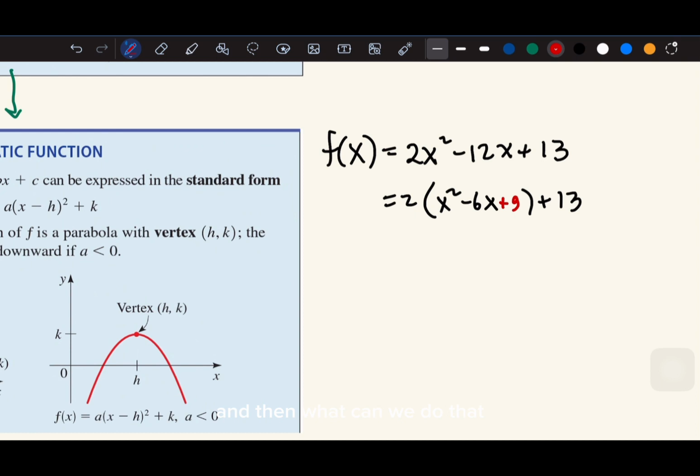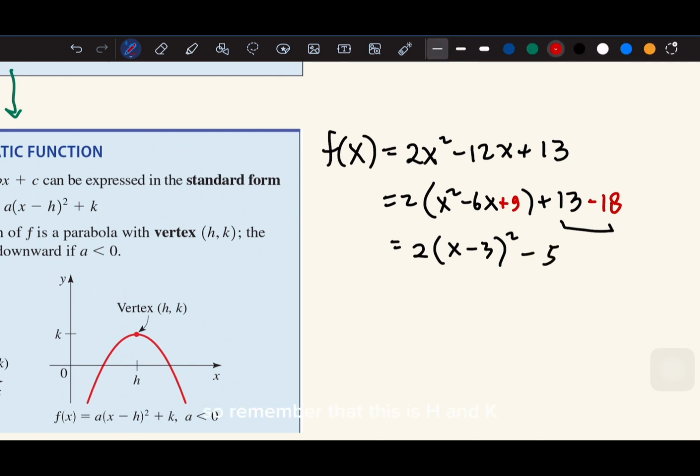And then what? Can we do that? What's missing? Yes, plus and minus, or maybe taking this minus here. Okay. So 9 multiplied by 2 is 18. So to make it balanced, we need to minus 18. Okay. We need to minus 18. So we can write this as a complete square like that, and then this will be, sorry, minus 5.